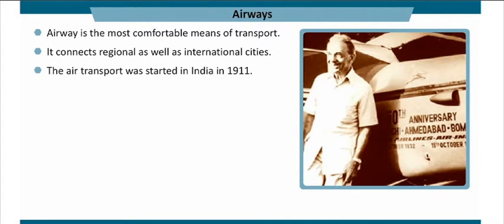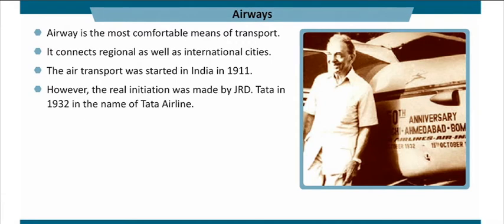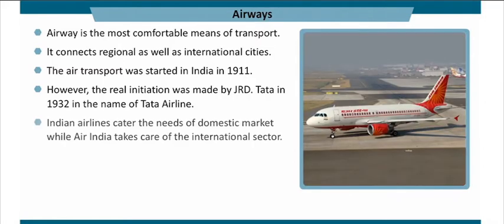Air transport was started in India in 1911. However, the real initiation was made by J.R.D. Tata in 1932 in the name of Tata Airline. Tata Airline was renamed as Air India in 1946 and it was nationalized in 1953. Indian Airlines caters to the needs of the domestic market while Air India takes care of the international sector. Both Indian Airlines and Air India enjoyed monopoly over Indian skies till 1986.